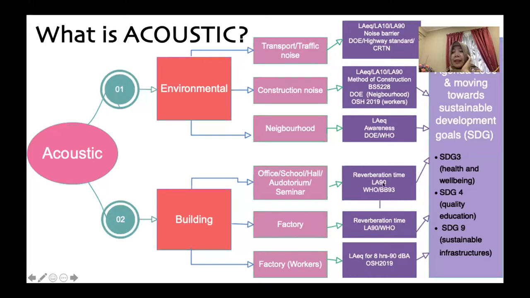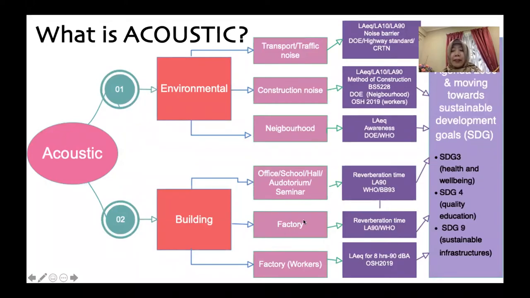And LA90 means background noise. Background noise means the noise you measured inside a room or inside the seminar room or auditorium and so on, without people inside, without any activities. The ambient noise that is caused by the light and the aircon is included in LA90. And the code that you may refer to may be the World Health Organization or BB93. This is for the school. In Malaysia, we don't have the regulation yet, so we refer to other countries' codes.